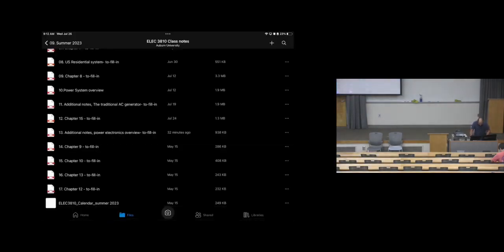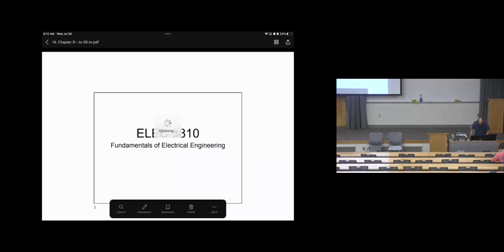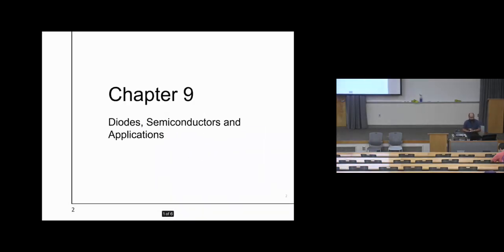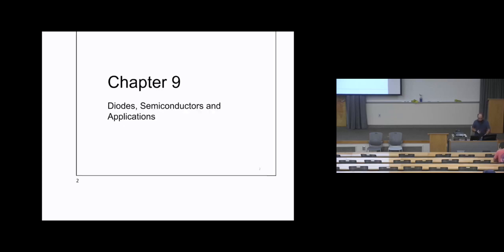Then there is, I think, chapter 9. Yes, chapter 9, which is diode semiconductor applications. Okay, so I mentioned that in power electronics, there must be a switching element. And for that switching element I mentioned the transistor. The transistor can be controlled. I can control when it will be on, and I can control when it will be off.